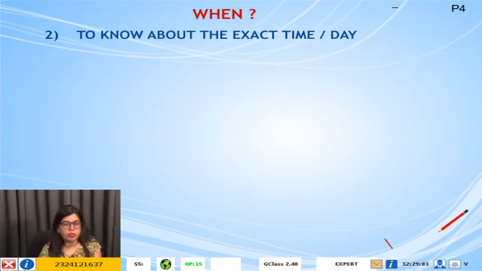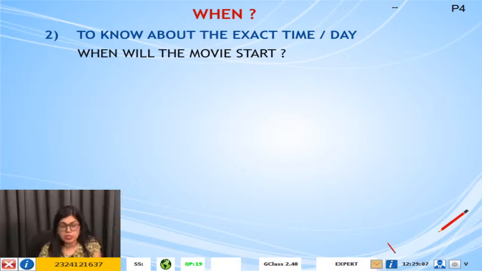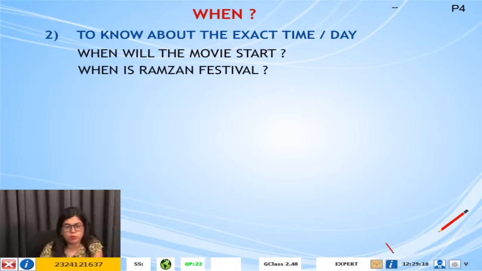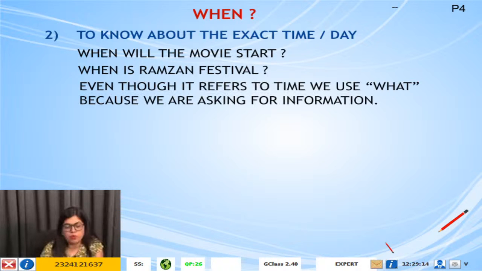So to know about the exact time or day. When will the movie start? To know about the exact time. When is Ramjan festival? To know about the day. So even though it refers to time, we use what because we are asking for information. So when, will and is.